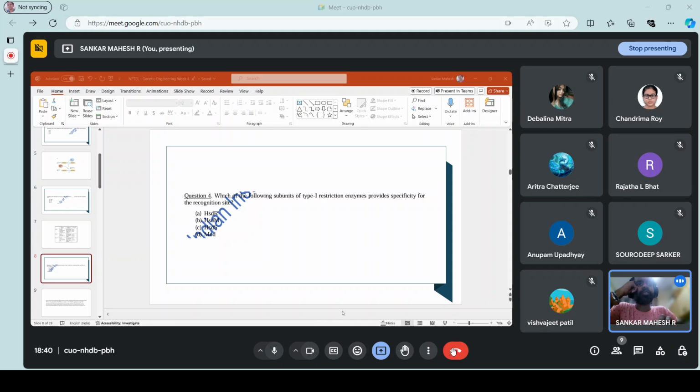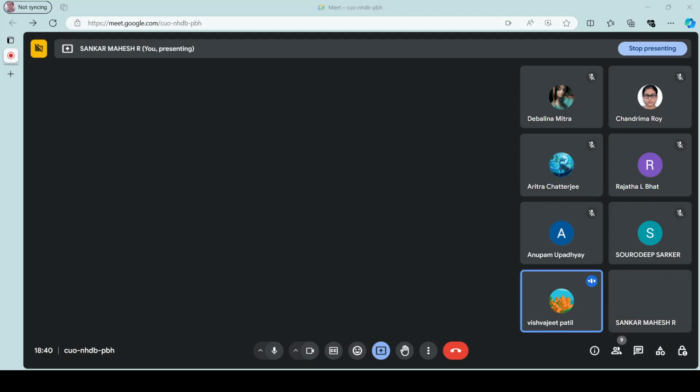Yeah, Vishwajit. No, I don't have any idea about it. Okay, so here we were discussing a particular modification that generally happens. Do you think that is the possible modification you are referring to, methylation? Yes. Right. So methylation is the modification that we are talking about here.